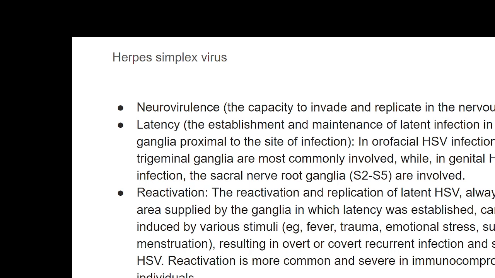They tend to have reactivation and replication of the latent HSV always in the area supplied by the ganglion in which the latency was established. It can be induced due to various stimuli like fever, trauma, emotional stress, sunlight, menstruation, etc., resulting in an overt or covert recurrent infection and shedding of HSV. Now, the most important is that shedding of HSV without clinical symptoms also is one of the significant issues. They may get reactivated due to any external factors like any other systemic causes like fever, trauma, or stress also can be a cause for the reactivation as such.